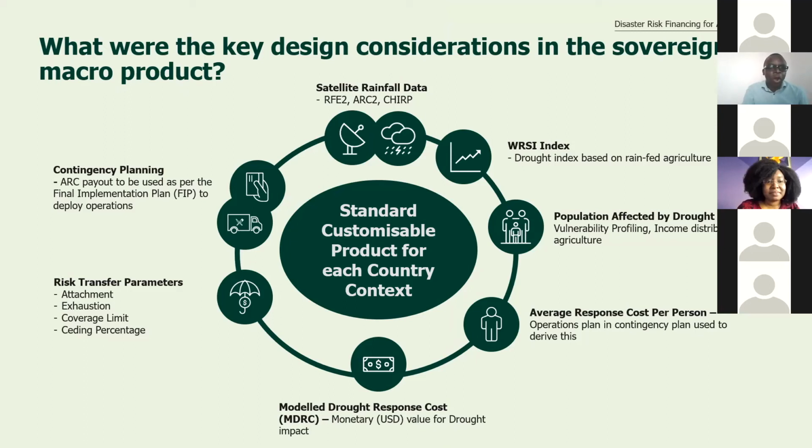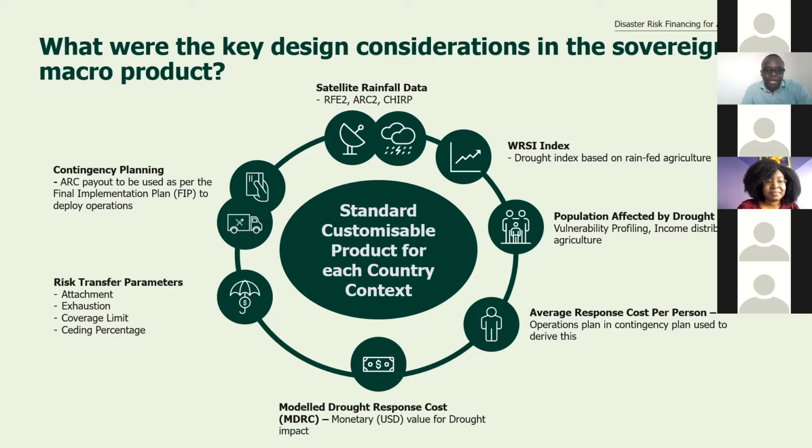So, what do we consider when we're designing a sovereign macro product? As the first risk pool, the key issue we wanted to address was to come up with standard, customizable products for each country context. That meant deploying our drought monitoring platform, which is called Africa Risk View. The main product that we offer to date is based on the water requirements satisfaction index, which basically means that every crop has a water signature requirement. Maize will have different water requirements compared to millets, compared to groundnuts. So countries can choose which crops they want to model in terms of food security.